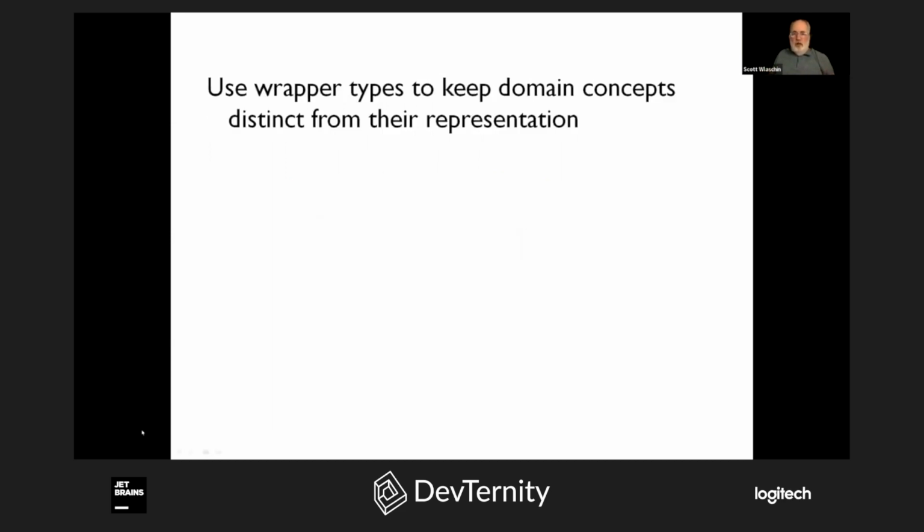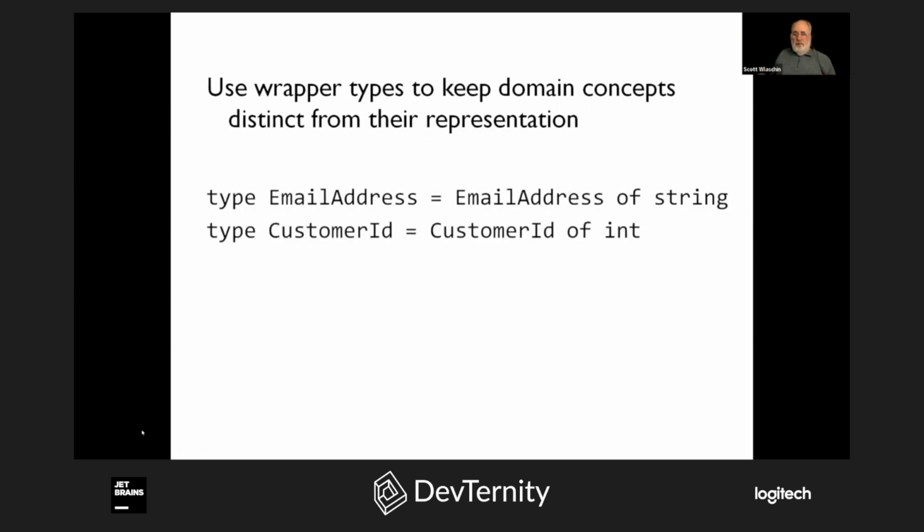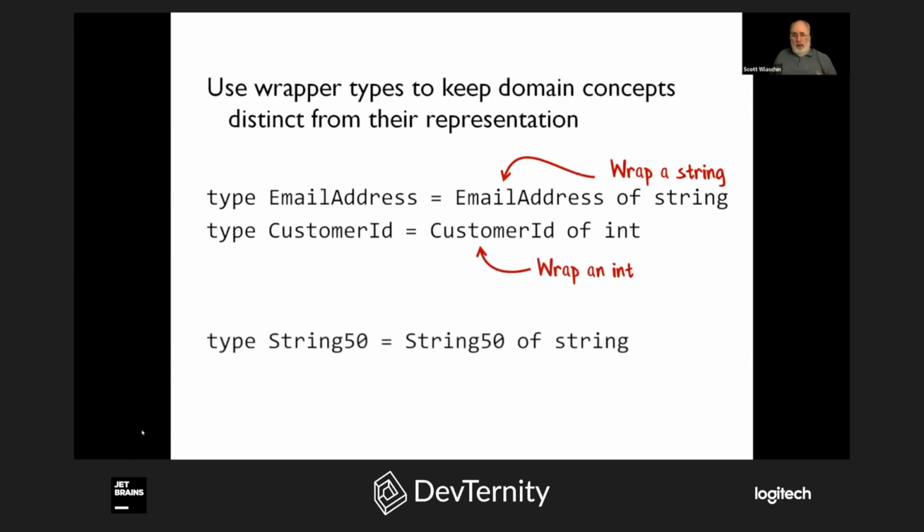So in F# and in any language really, you want to create wrapper types to keep them separate. So in F# I would do this. This is a wrapper type around a string. It's a wrapper type around an int, right? So these are no longer ints and strings. They are wrapper types. That's really important. And even something like a string 50, where there's a constraint that it has to be a 50 character string, I'm going to use a wrapper type. I'm not just going to have a plain old string.